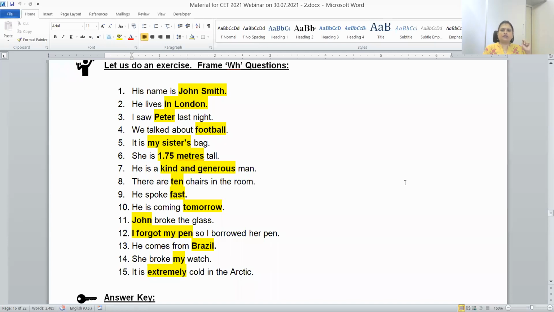It is my sister's bag. Number 5, whose bag is it? And children, please don't forget to put your question marks. Very, very important. Punctuation marks are very important for all languages. You should write it as WHOSE, and not the earlier one which you have sent. So number 6, children. She is 1.75 meters tall. How tall is she?